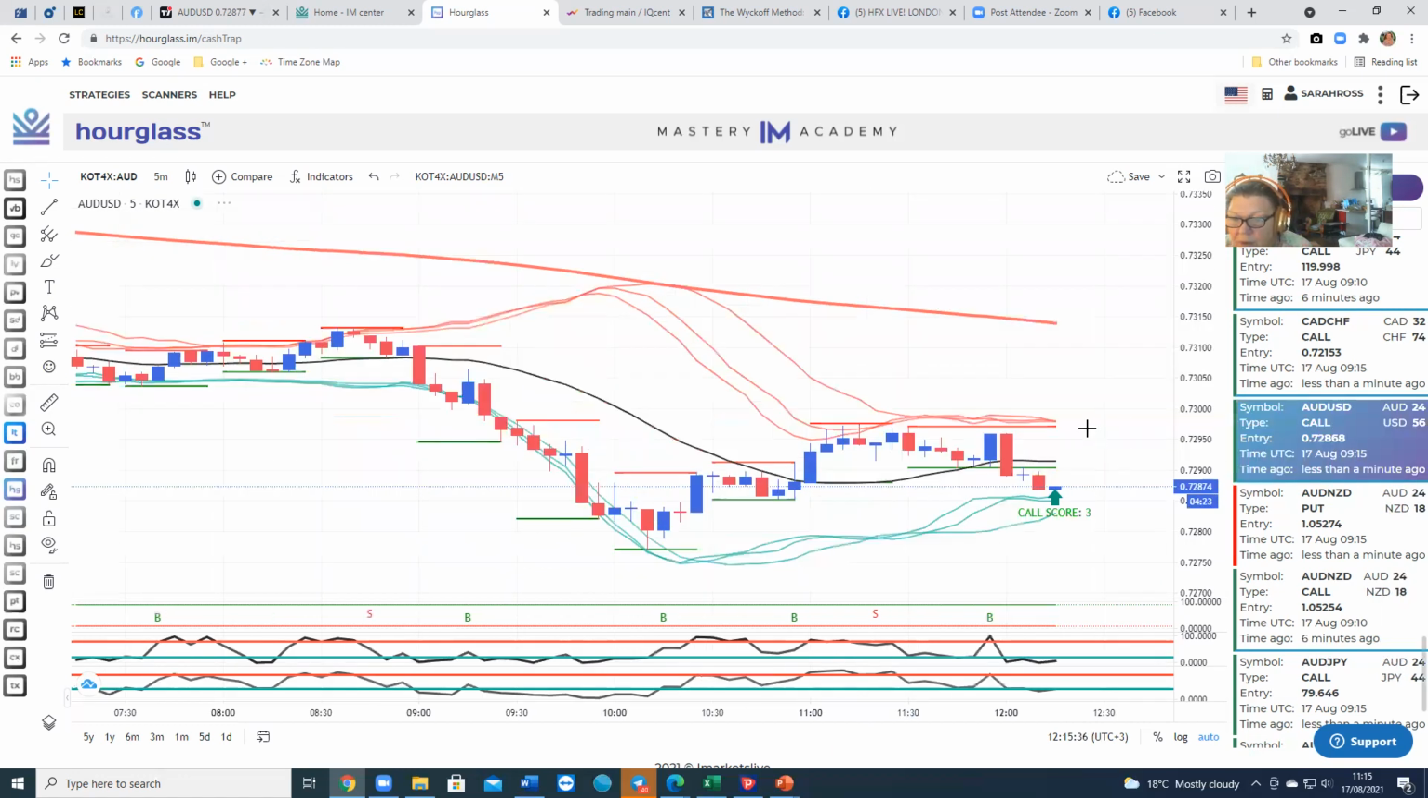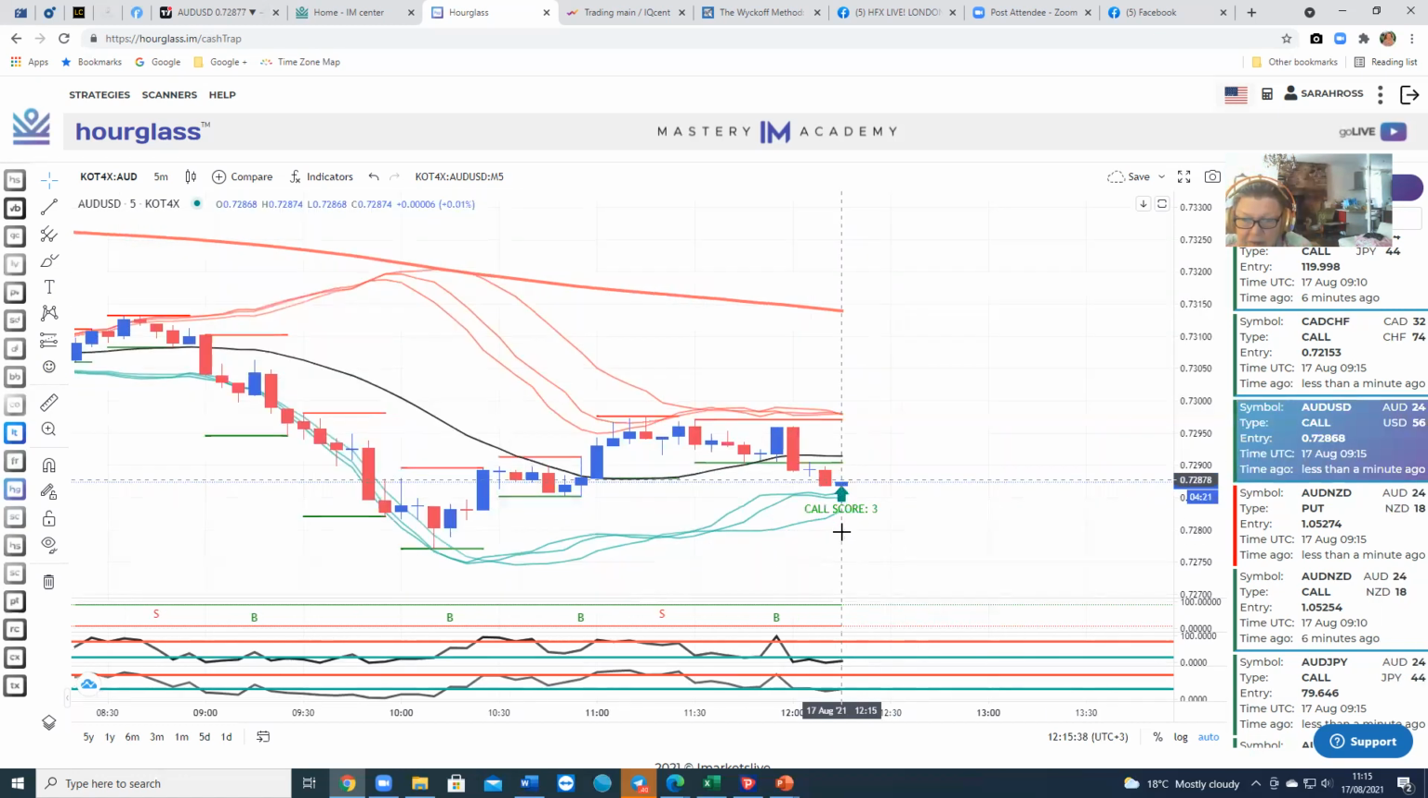Gave us a call score of 3. Now I tend to only take call scores of 4. This is a more risky trade because you're going against the trend and everything I've just said. You can take it, but it's only a 3, not a 4. There's a lot of pressure on price to carry on down.